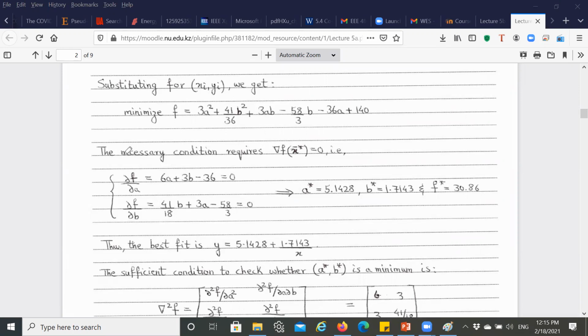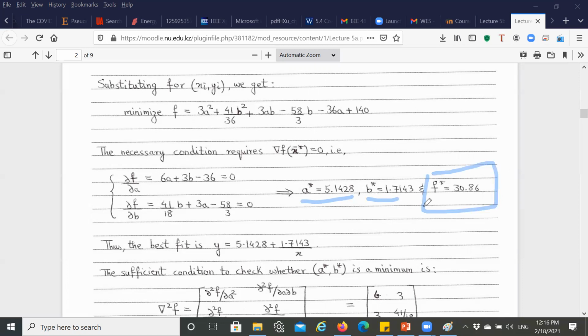So what we do first is check the necessary condition. That means the gradient should be equal to 0. Gradient is basically just the first order partial derivative with respect to a. You take the partial derivative of f with respect to a, because we have a and b which are unknowns over here, and not x and y. We want to find a and b for which this function is minimized. The partial derivative of f with respect to a gives you this, with respect to b gives you this. You have 2 equations and 2 unknowns, so you can solve it, and you will get a and b to be this. When you put a and b back into this function f, it gives you a functional value of 30.86.